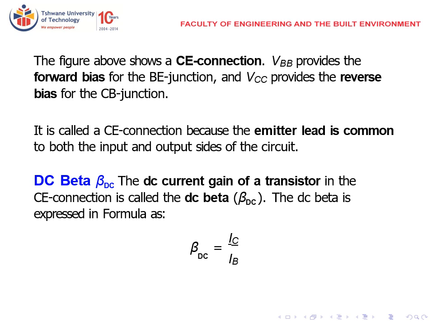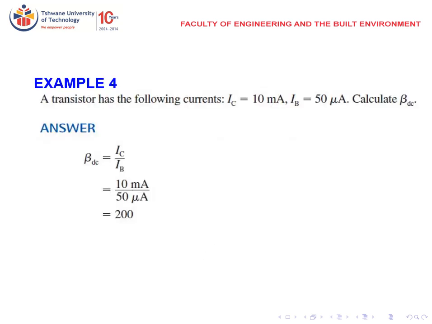DC beta, it's the current gain of a transistor. In the common emitter configuration, it is called DC beta. So DC beta is expressed in the formula as IC, which is your collector current, divided by your base current IB. Example 4, a transistor has the following currents. IC is equal to 10 milliamperes, IB is equal to 50 microamperes. Calculate beta DC. So beta DC will be IC divided by IB. So it gives us 200. It's a ratio, 200.